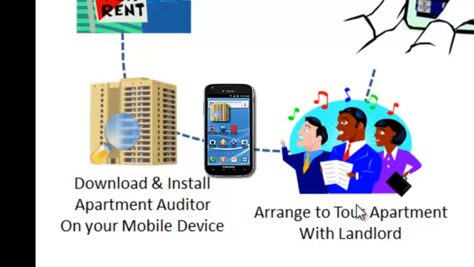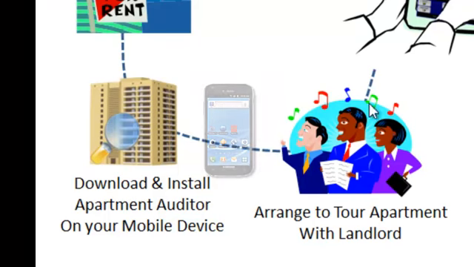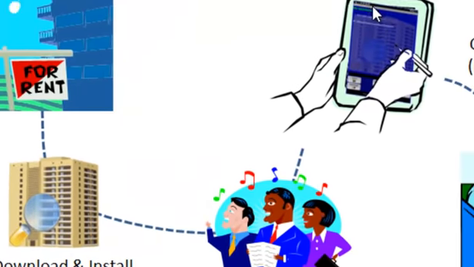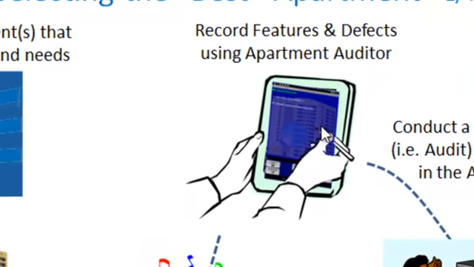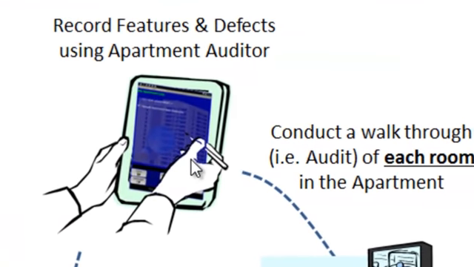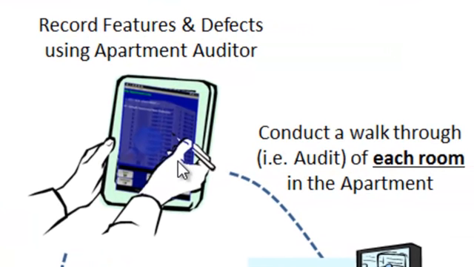Obviously next, we'd want to arrange to meet with the landlord and tour our first apartment. During this tour, we're going to be running Apartment Auditor and capturing notes, taking pictures, documenting each room as we conduct our audit. So as you see this step here, we're obviously going to want to tour the most important rooms, but really you should be touring every room.